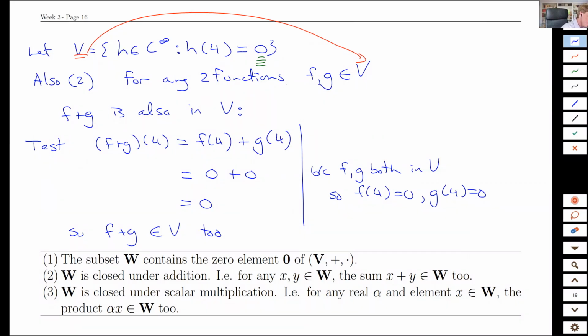h of 4 is the same thing. The key thing is I'm going to grab a function from C infinity, and the only thing it has to satisfy is that when I evaluate it at 4, I get a 0. The label here doesn't matter at all. It could be any letter I liked, it's the same restriction. So when we say f and g here, it's just two functions that happen to be part of C infinity, continuous and infinitely differentiable, and when I evaluate them at 4, I get a 0 value.